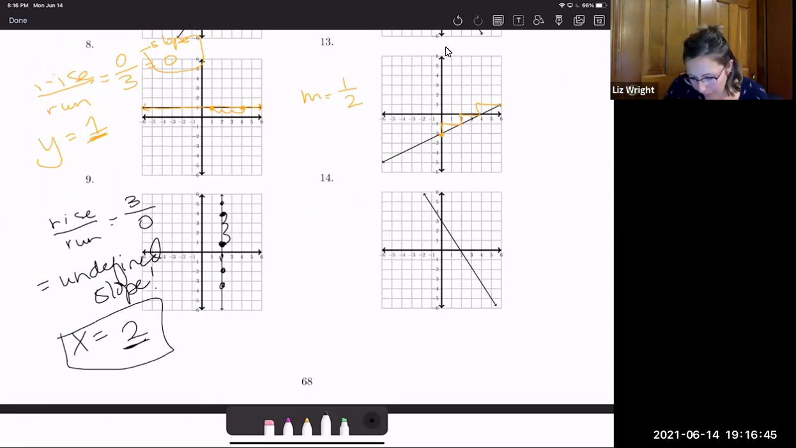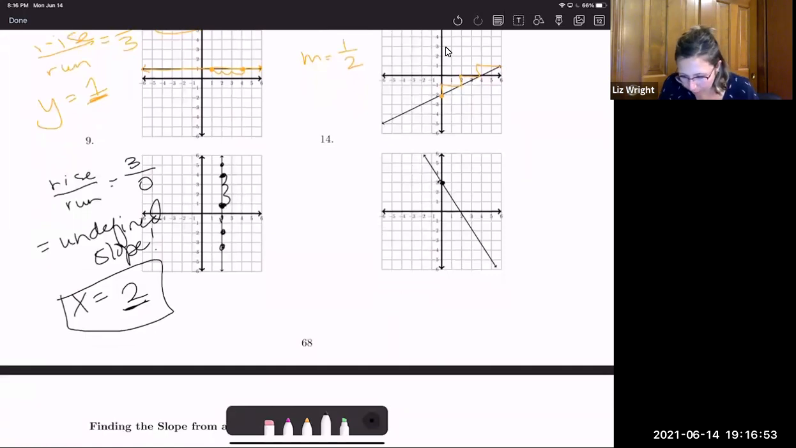For our last one, it looks like we've got a good lattice point right here at 0, 3. Where's another good one? We have one almost at 2, 0, but it's not perfectly there. Looks like at maybe 5, -5. All right, so let's come up 5, 6, 7, 8. And then left 1, 2, 3, 4, 5.